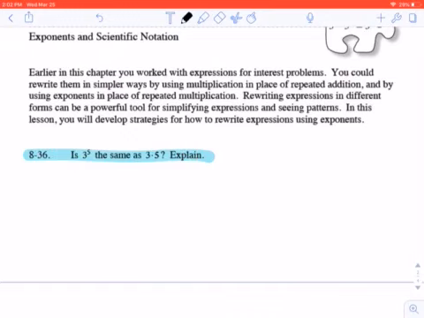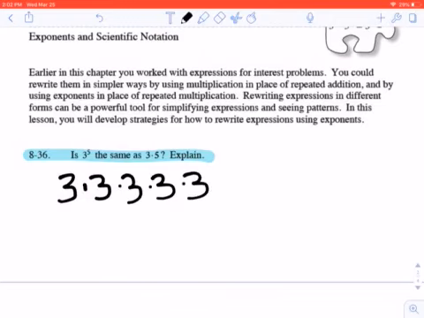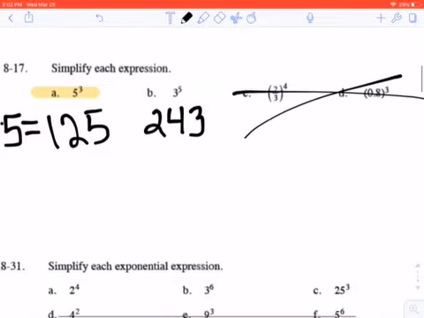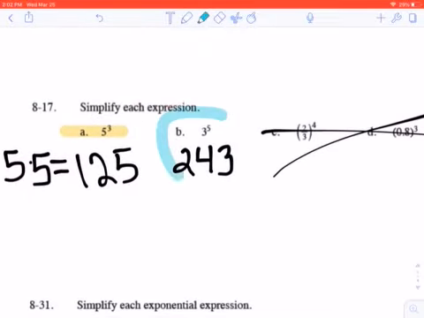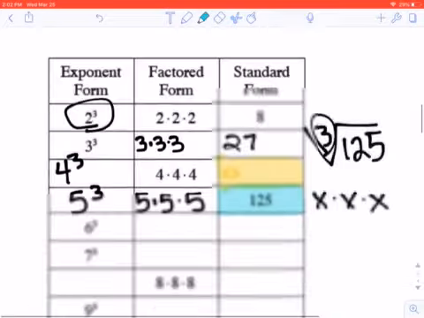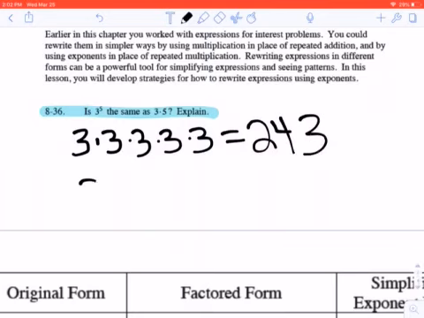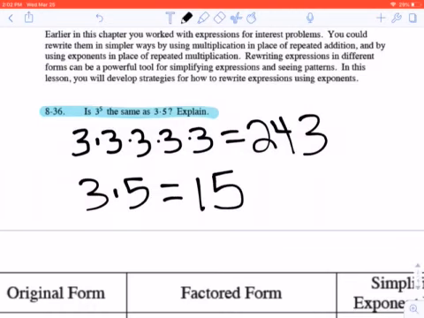Well, I hope you are saying, well, 3 to the 5th power means 3 times 3 times 3 times 3 times 3. And 3 to the 5th power, I think if we go back up to our chart, well, maybe up here, 3 to the 5th power, it was this one here, was 243. So this equals 243. Is that the same as 3 times 5? Heck no, man. 3 times 5 is 15.